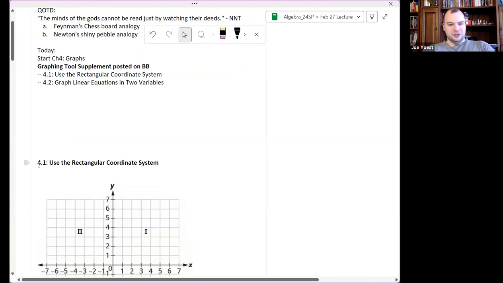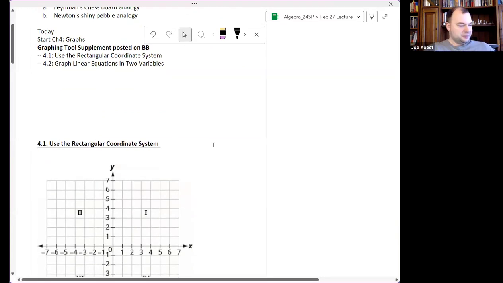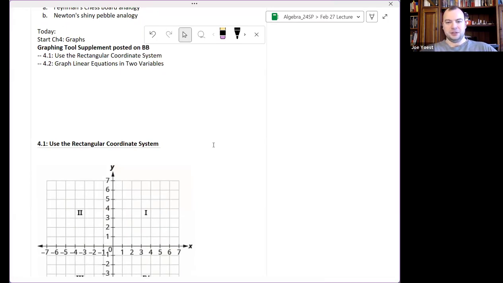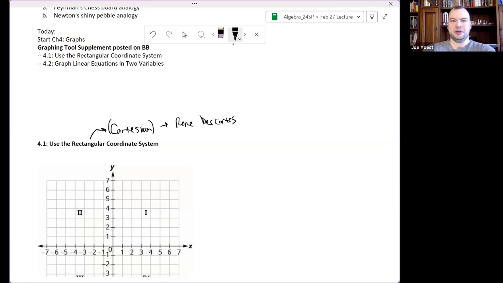Okay, so moving into 4.1, using the rectangular coordinate system. So the rectangular coordinate system also has another name as an aside, the Cartesian coordinate system, named after the French philosopher René Descartes. Famous, I think, therefore I am, cogito ergo sum.